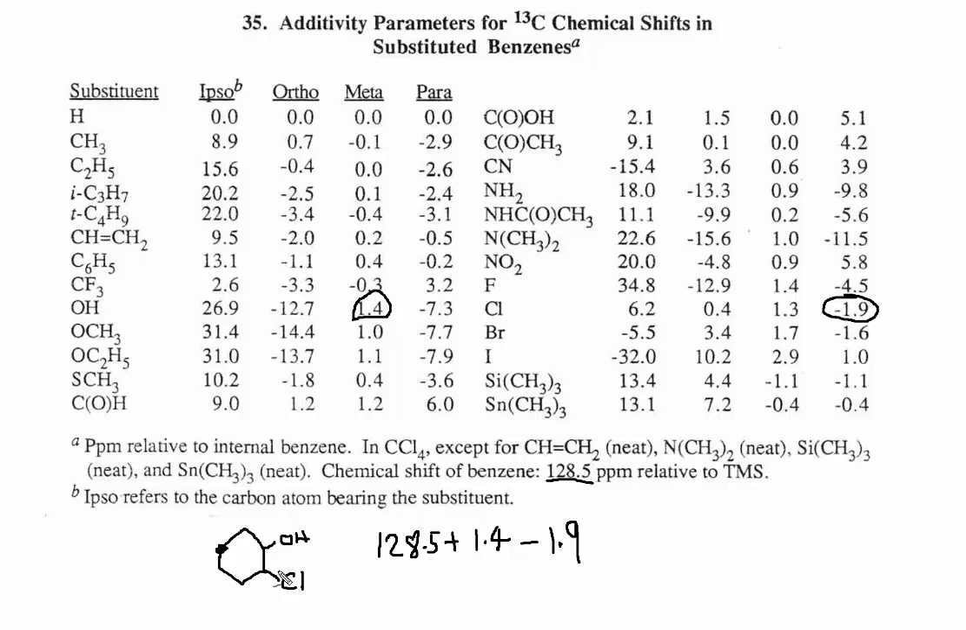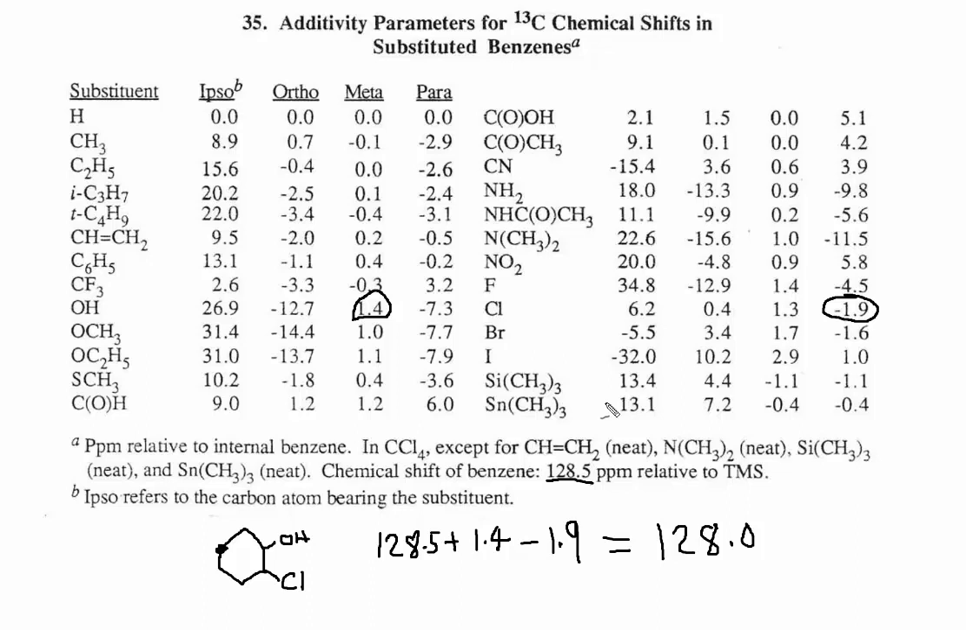So if we tabulate all of that together, we'll have the prediction of 128.0. So in this instance, these two substituents have the effect of canceling each other out. So the actual prediction of the shift for this carbon is about what it would be in benzene.